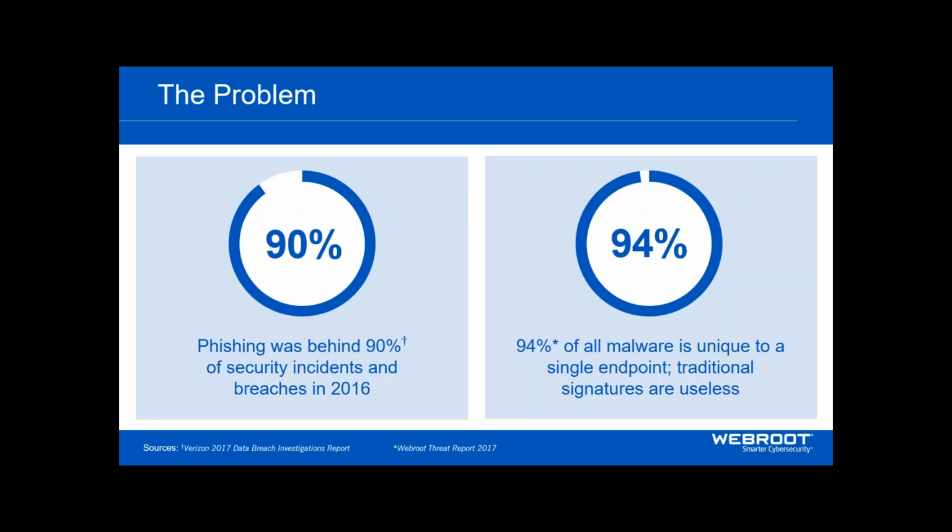So that leads into me going through an example of some sort. And one of the things I really like every year is Verizon. They have their data breach investigation report. And the 2017 one, which came out this year, really found that phishing was behind 90% of the security incidents and breaches in 2016. I've got some other stats as well.